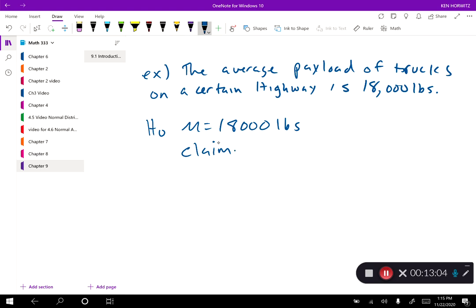I wanted to try to do one with an alternative and one with a null because your claim could be either one. It doesn't have to be one or the other, but we're always testing the null hypothesis. So if you want to test your claim, then we need to test your null hypothesis. All right, so that's what we're always testing.